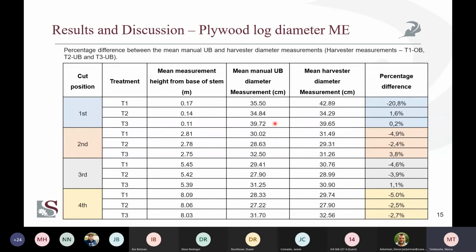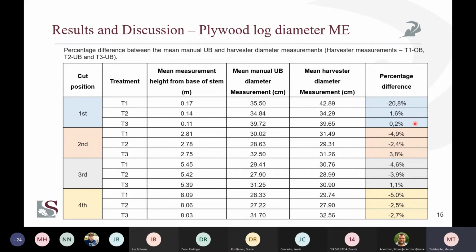And then same with the diameter class length-based bark deduction method. First measurement manually 39.72, and then the harvester's measurement improved to 39.65. So that's from a first measurement difference of about 21% between the manual under bark measurement and what the harvester's computer says with no bark deduction. That difference improved to 1.6 and 0.2.